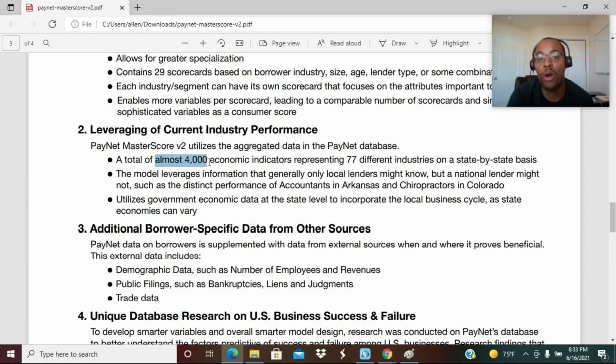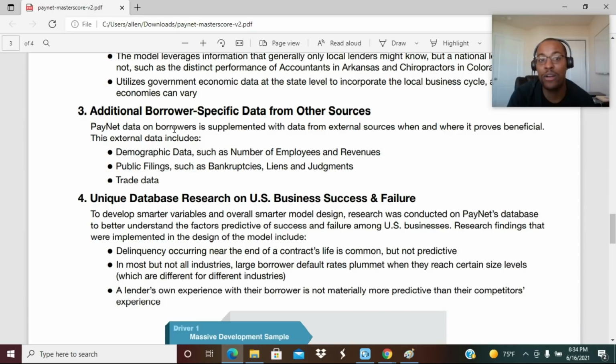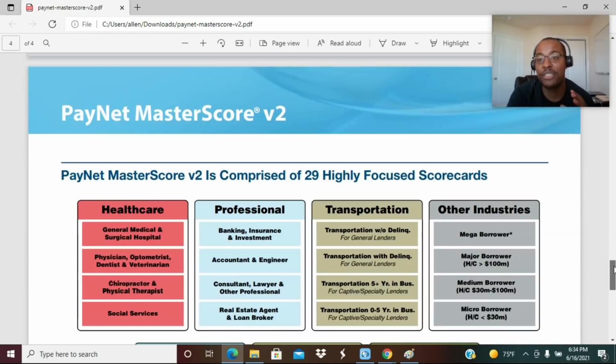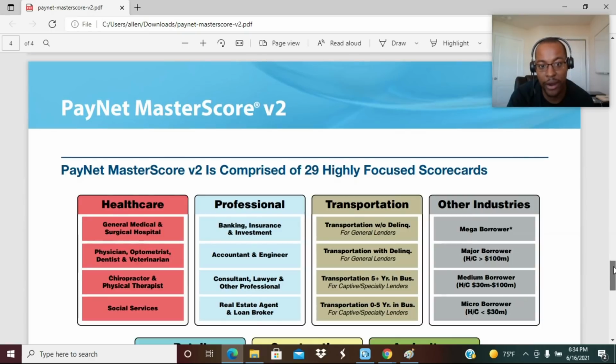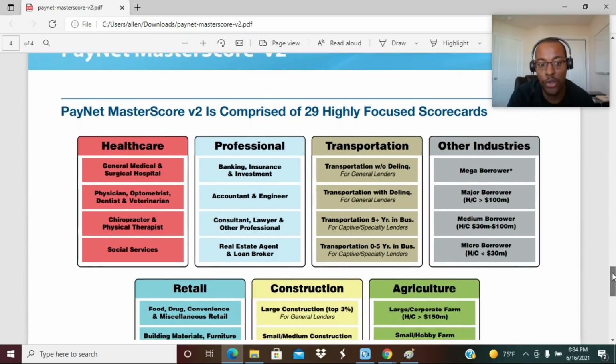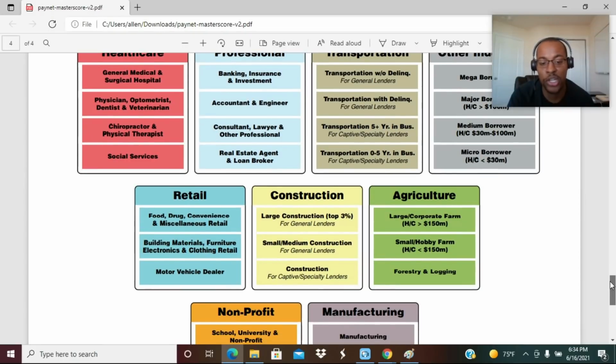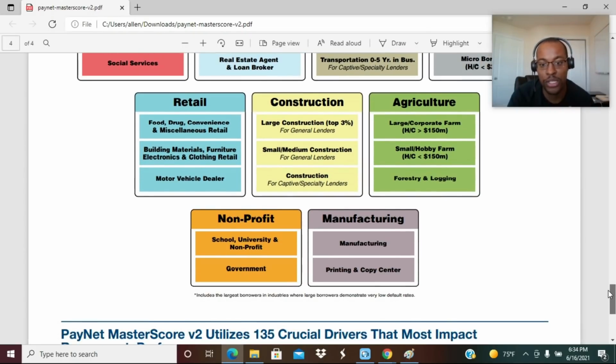They also have about 400 different economic indicators representing 77 different industries on a state-by-state basis. PayNet data on borrowers is supplemented with data from external sources. So things like demographic data, the number of employees, revenue, any public filings such as bankruptcies, liens, judgments, as well as trade data. Now, they have some specific scorecards based on the industry. So a couple examples, they have healthcare, professional, transportation, other industries, retail, construction, agriculture, nonprofit, as well as manufacturing.